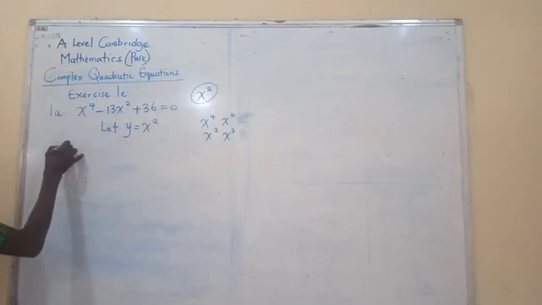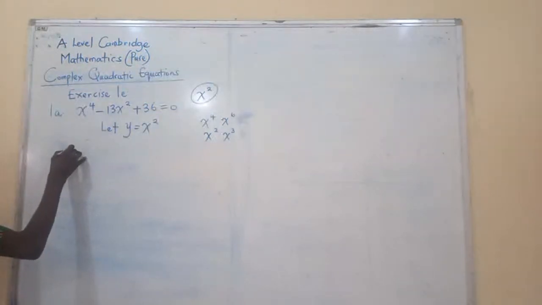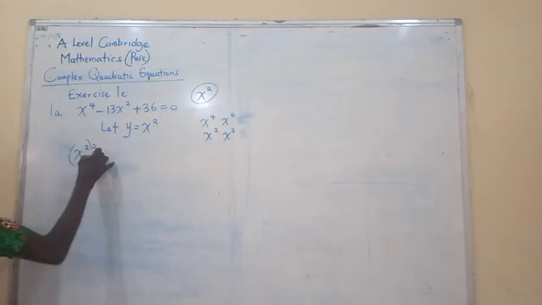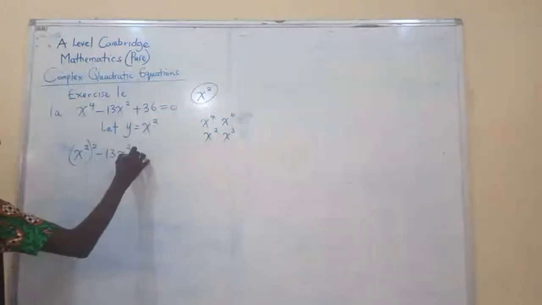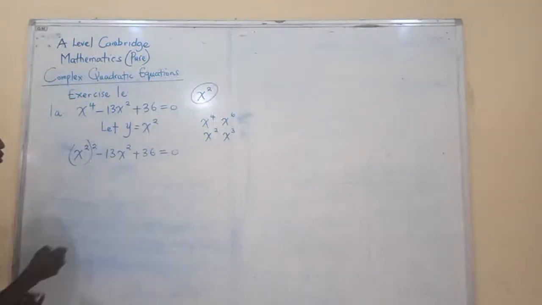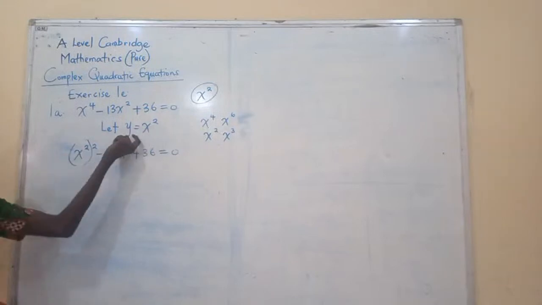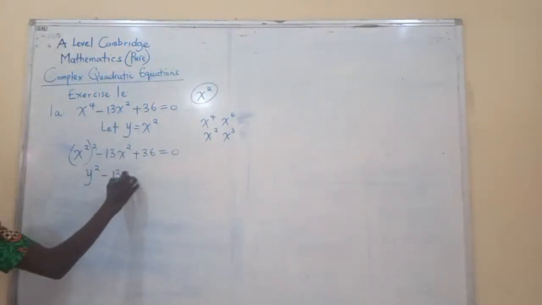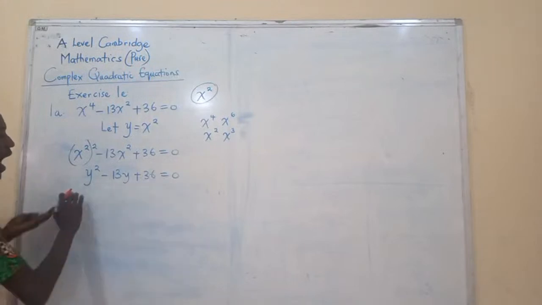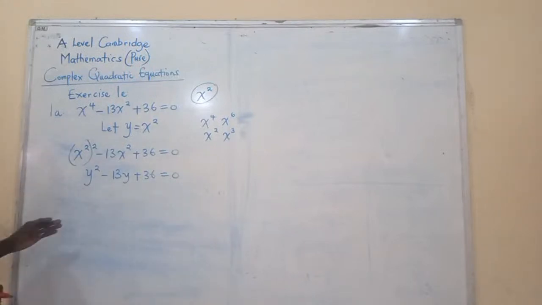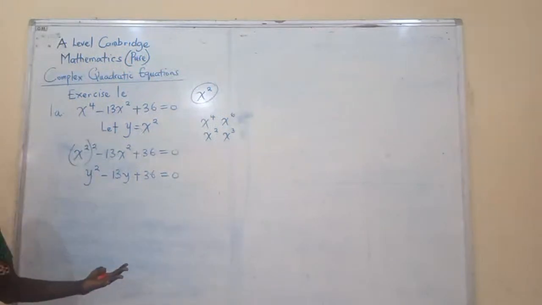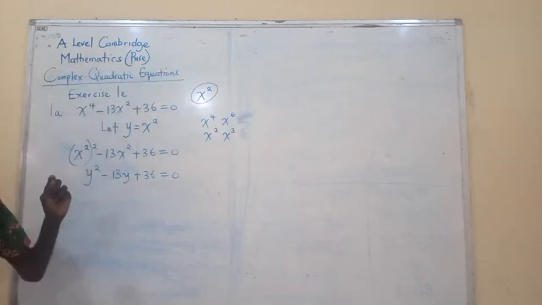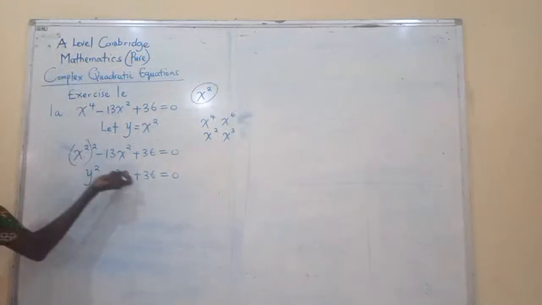So I'm going to write this as x to the power of 2 all to the power of 2, from our laws of indices, minus 13 x to the power of 2 plus 36 equal to 0. So where I have x to the power of 2, I will put in y there. So that will be y squared minus 13y plus 36 equal to 0. At this point, you can just simply apply your knowledge of factorization of quadratic equations to solve this. Remember that the reason it's called complex quadratic equations is because we just need to introduce a new idea that will help us simplify the problem.